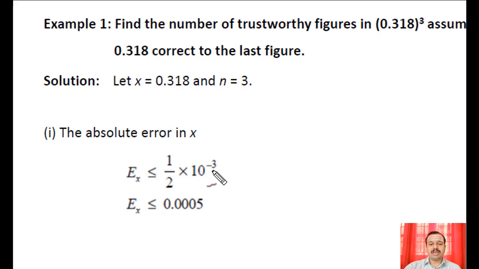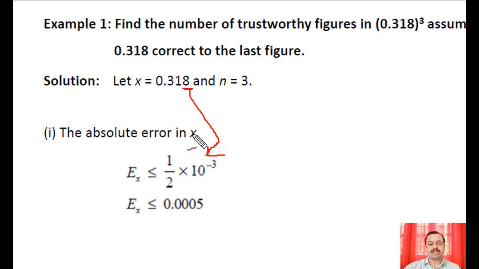So here in the number x, what is the last digit? The last digit is 8. What is its place? What is its unit? Its unit is 10 to the power minus 3. You can see this place is 10 to the power minus 1, this place is 10 to the power minus 2, and this place is 10 to the power minus 3. So that we are taking over here. So what is the absolute error in x?